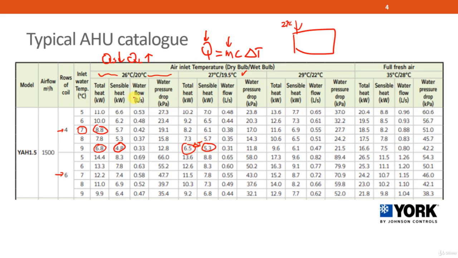So this is what I mean: when the air that is coming in has a higher sensible heat, then it will fulfill a certain condition, and you will have to make sure that you choose the correct model and correct size for that particular air condition. Okay, now of course, definitely for full fresh air, the load will be the highest.